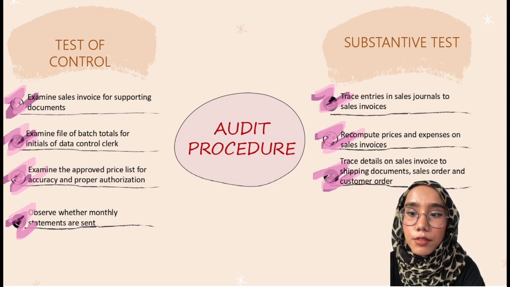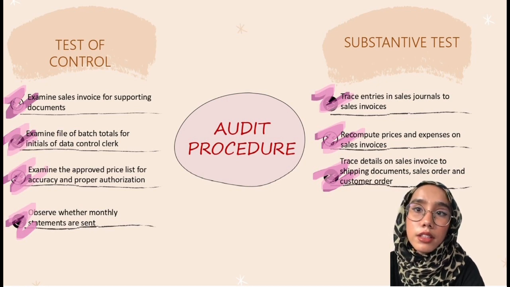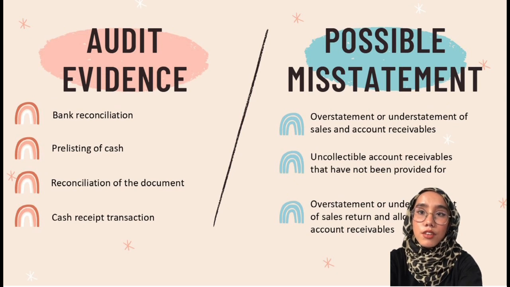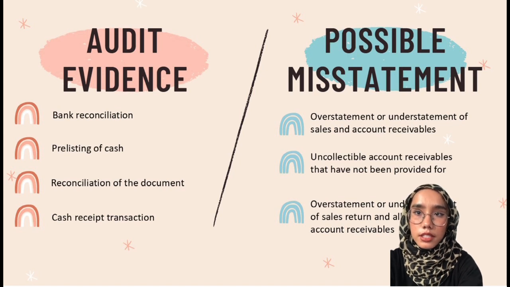Meanwhile, there are 3 substantive tests, which are: trace entries in sales journals to sales invoices, recompute prices and extensions on sales invoices, and the last one is trace details on sales invoices to shipping documents, sales orders, and customer orders. There are 4 types of audit evidence in sales, which are bank reconciliation, pre-listing of cash, reconciliation of the documents, and the last one is cash receipt transactions.